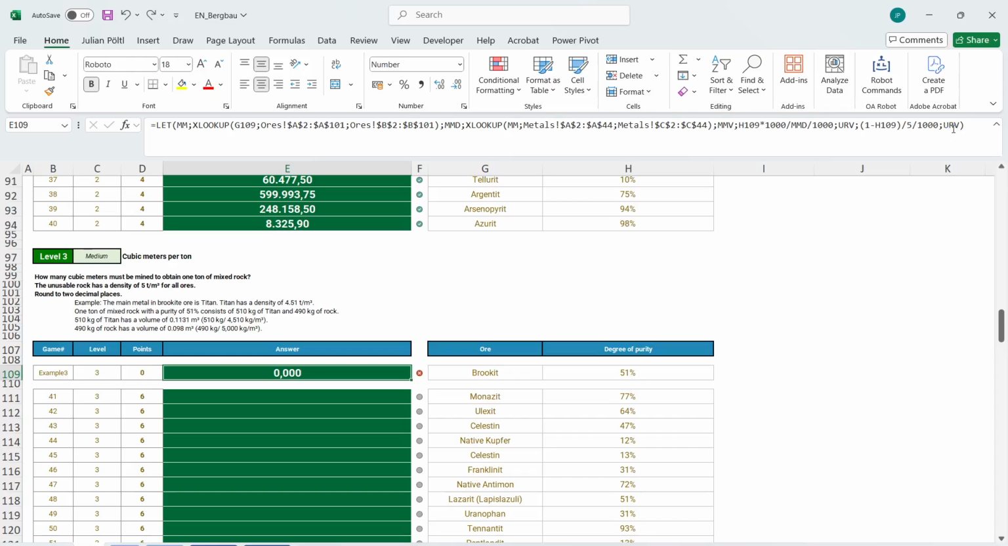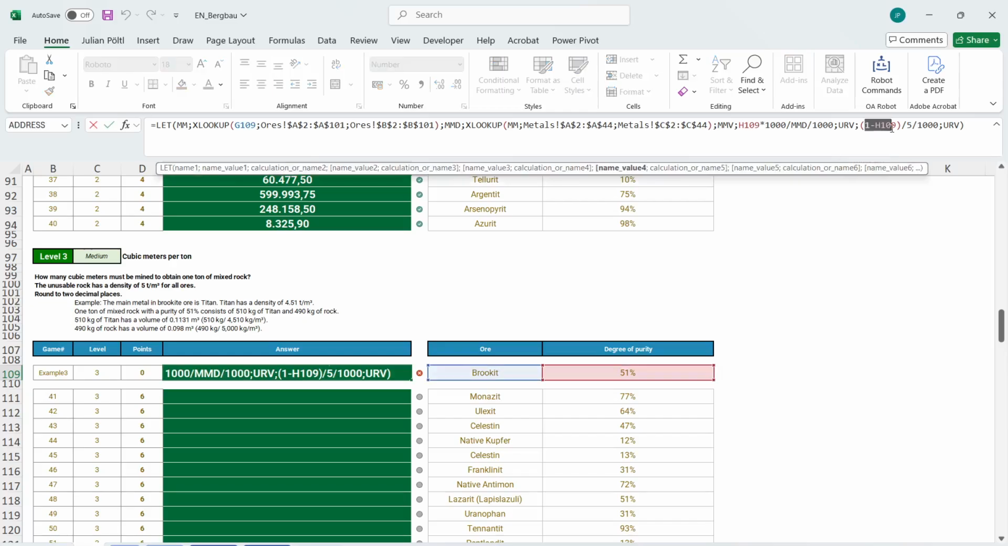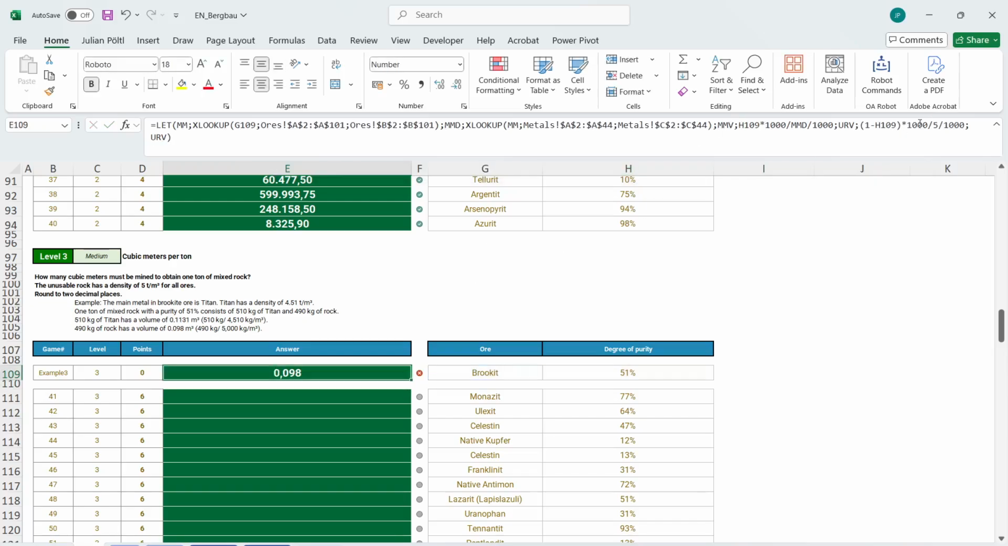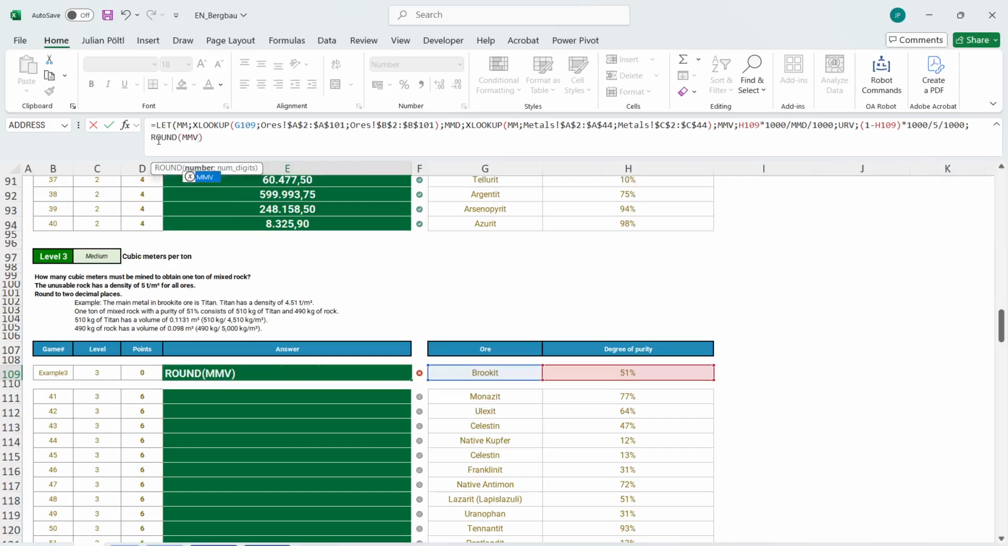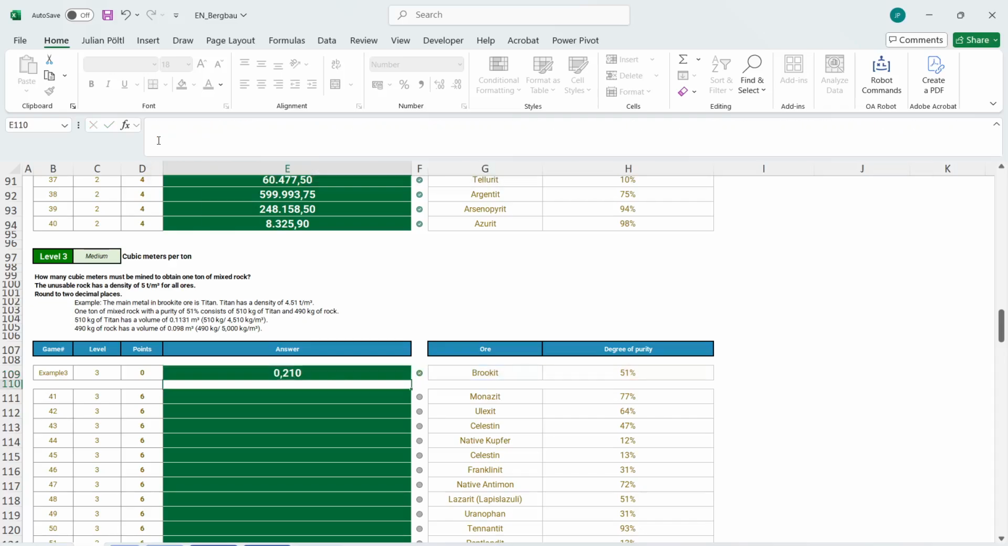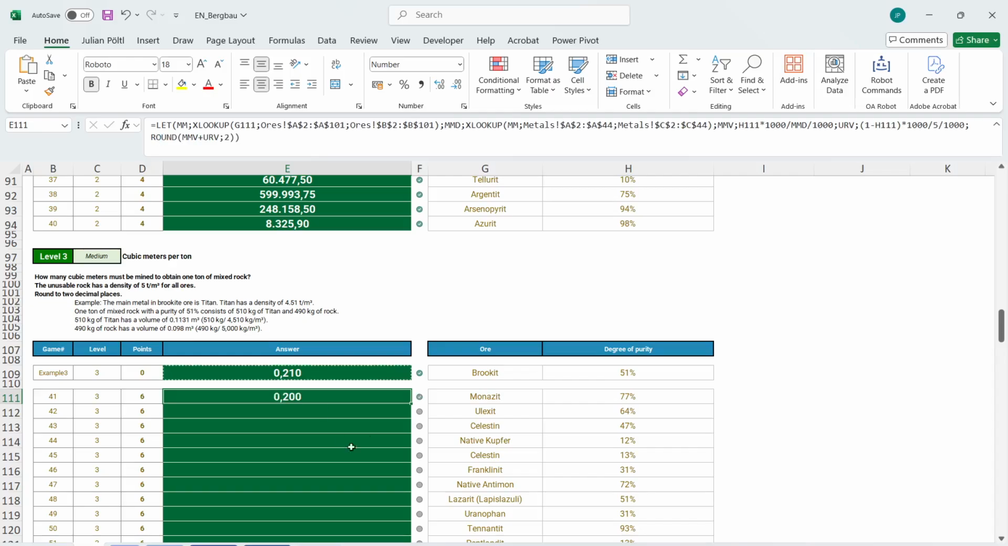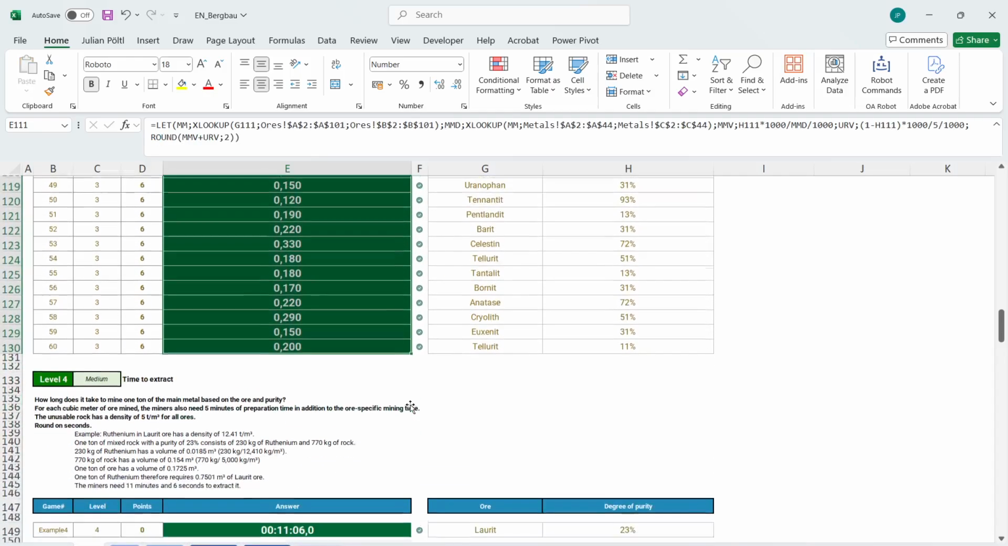Where's the zero? Why is the zero? So this is then 49. This is also 5. Multiplied with 1000. Yeah, basically forgot this. Now we have the same, and then it's round MMV plus URV 2 digits. Okay, sorry for that. Here we go.